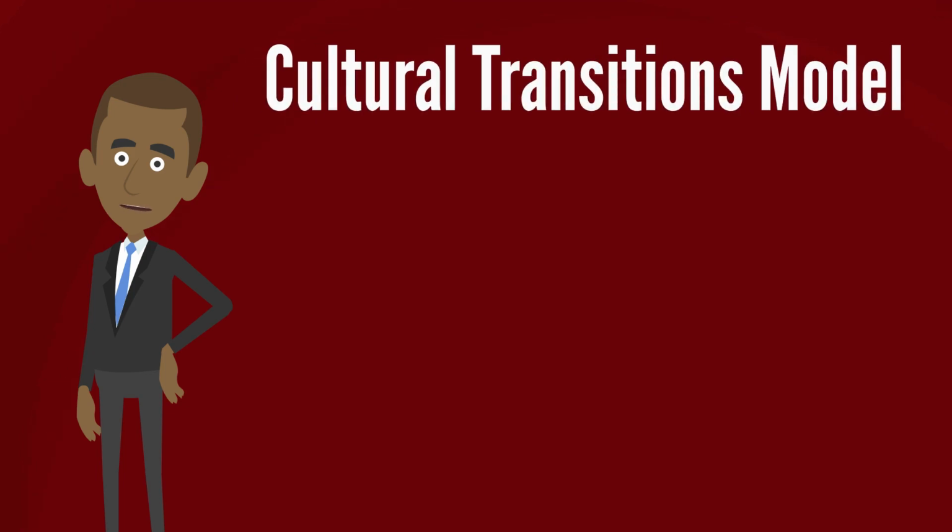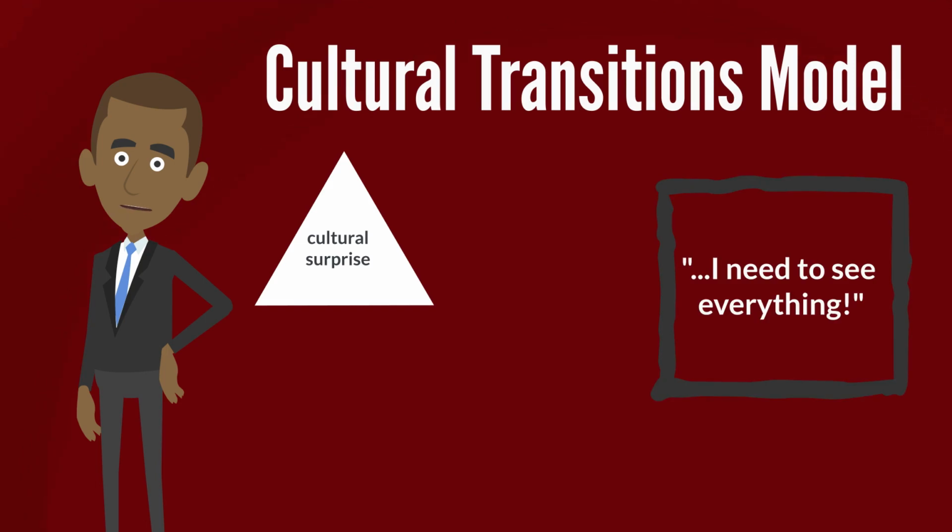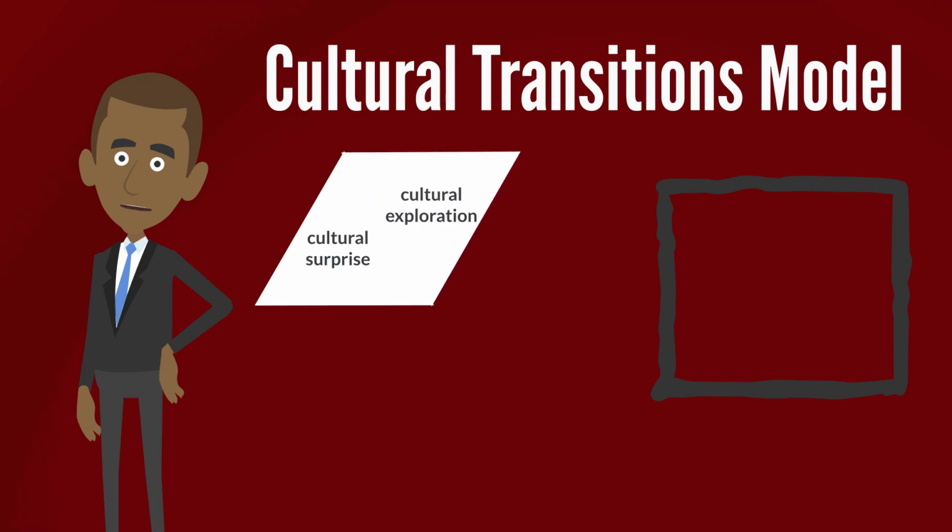It may be useful to use the cultural transitions model to better understand the ups and downs that you may go through when you're abroad. This model has 6 different aspects. You might find yourself flowing back and forth between several of these aspects, or you might not experience any of them at all. Each person is unique in their cultural transition. When you experience cultural surprise, everything is new and generally positive. When you're going through this stage, you might find yourself thinking, I need to see everything. The process of cultural exploration will allow you to see things from a different perspective.